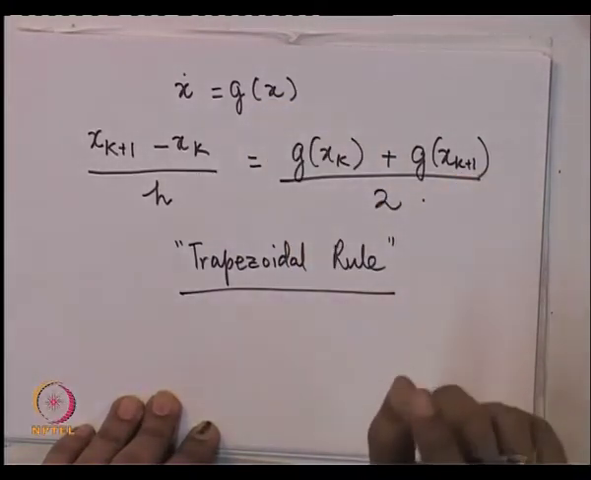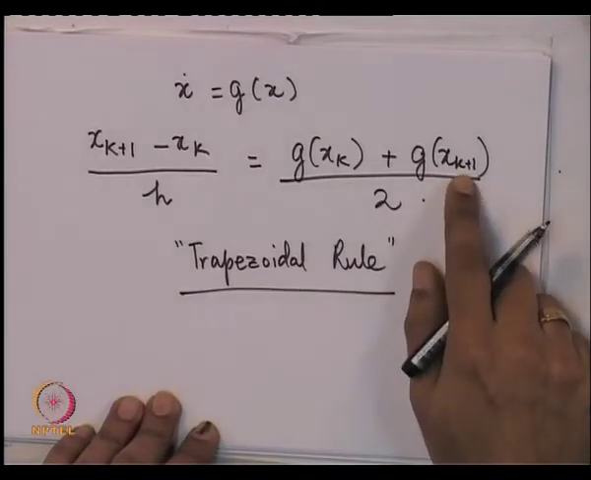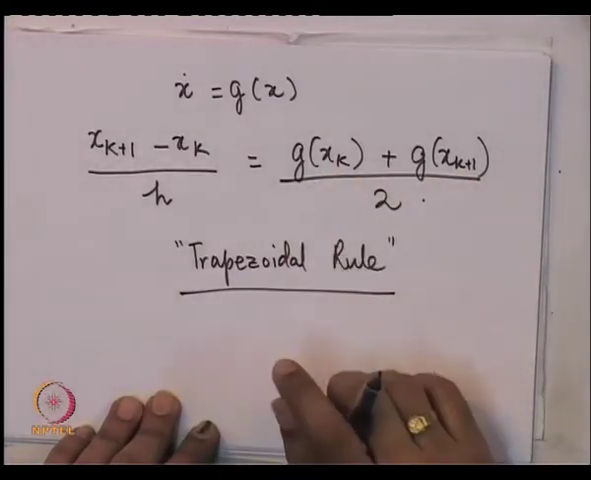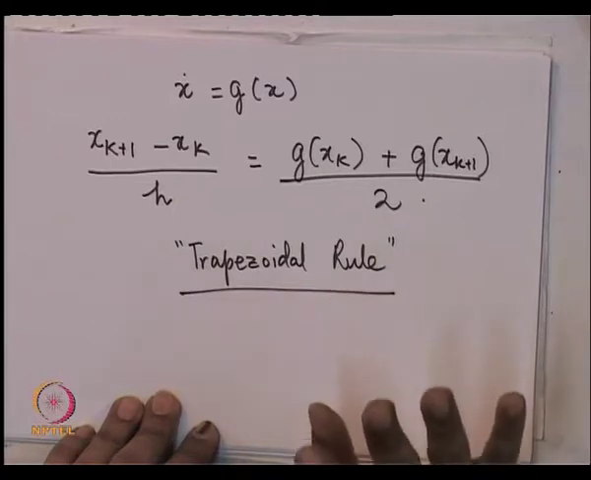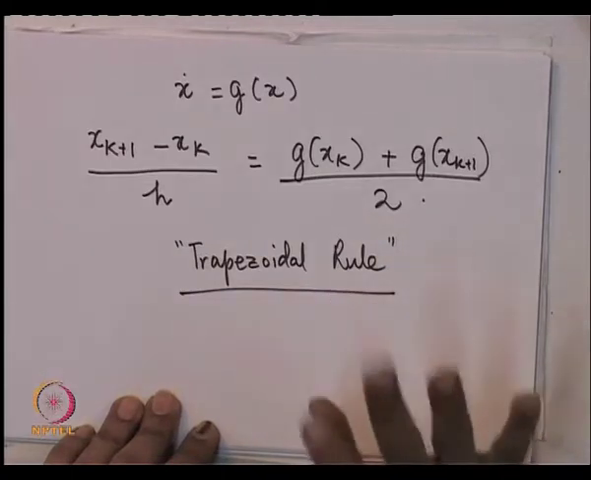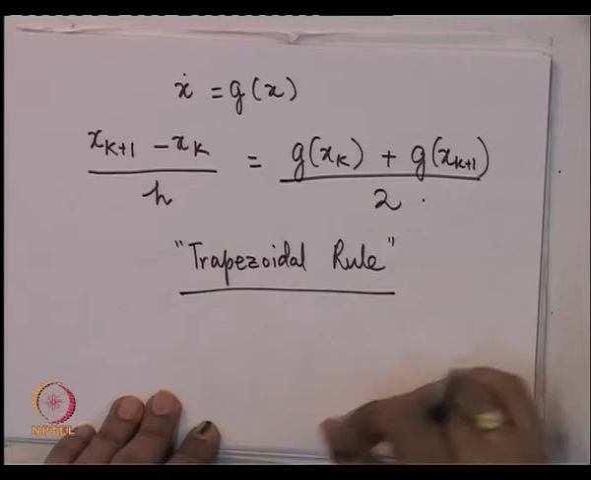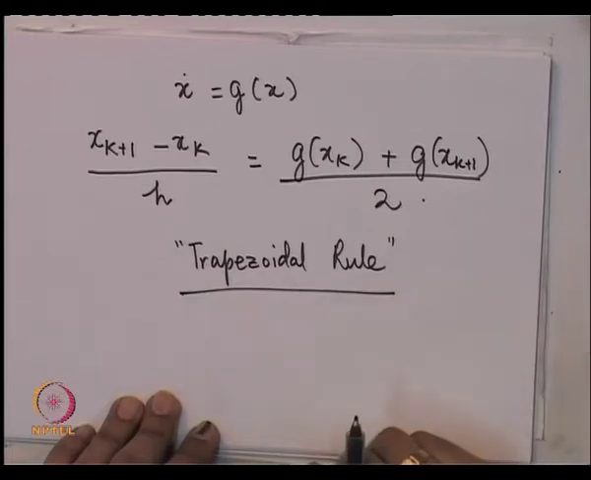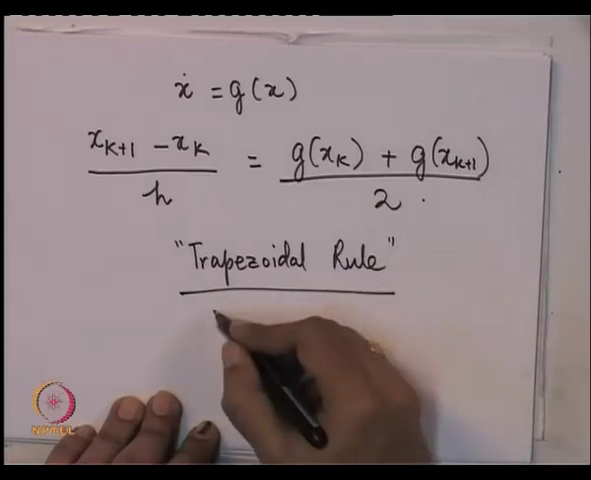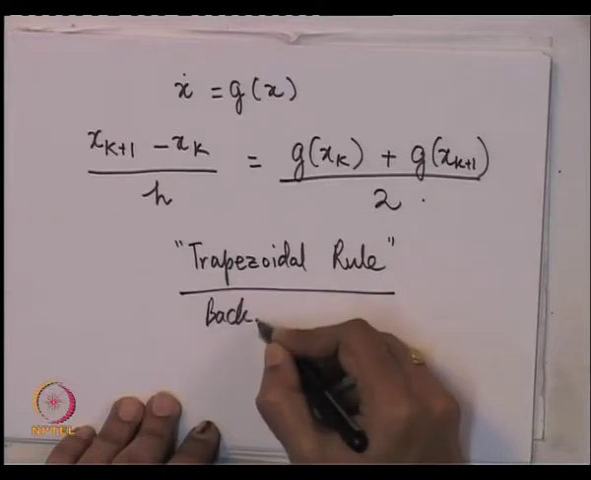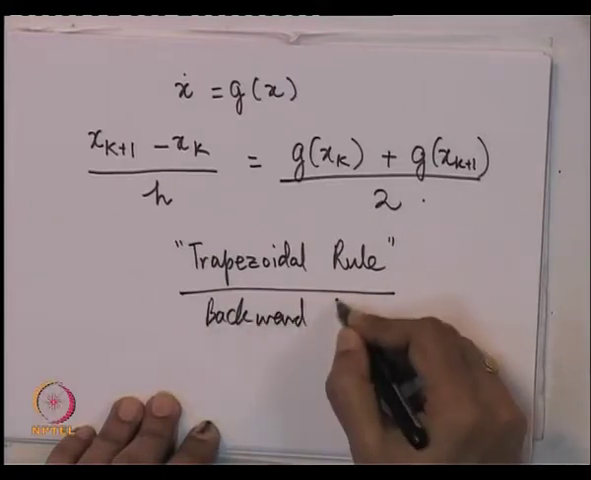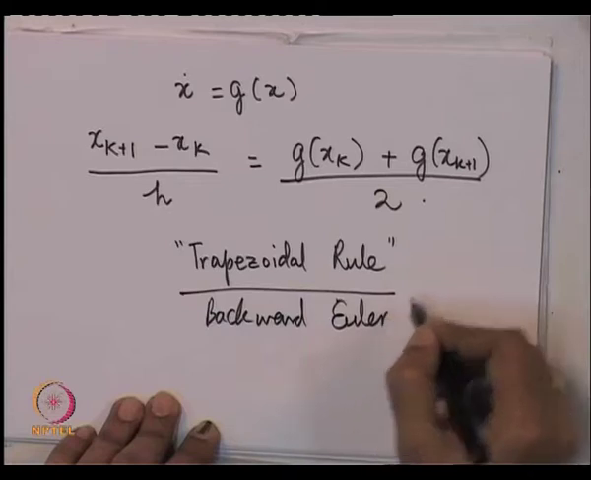Remember, however, that the numerical method in order to get x k plus 1 from x k is a method for solving numerical algebraic, rather nonlinear algebraic equations, like Newton-Raphson or Gauss-Seidel method. Okay. So, trapezoidal rule, backward Euler are known as implicit methods.